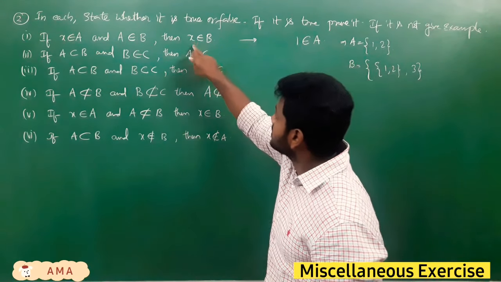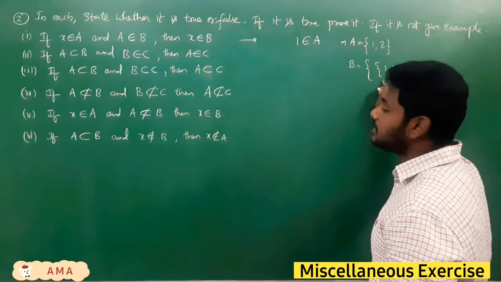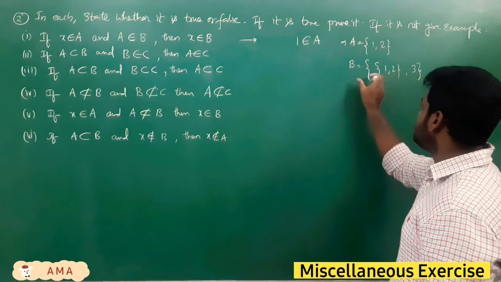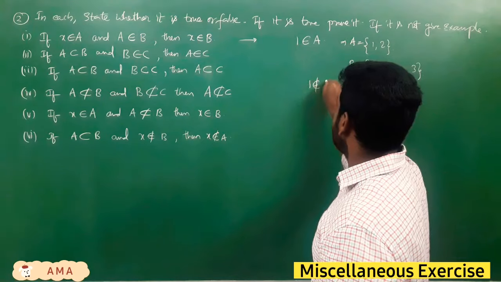Now, is X belongs to B? Nothing but, is 1 belongs to B? Is 1 there? No. The set {1, 2} is there. That is an element here, but 1 is not an element here. Therefore, 1 does not belong to B.